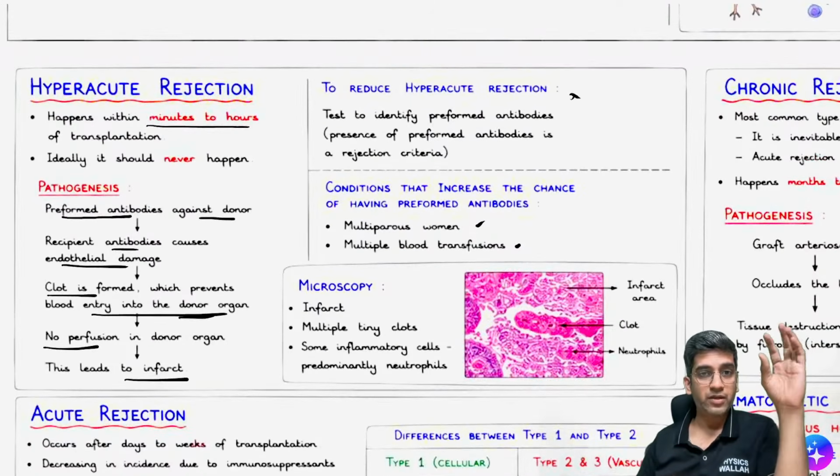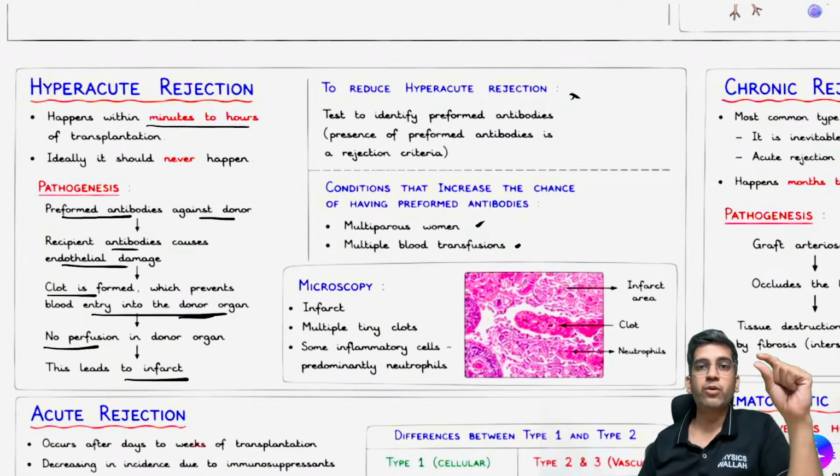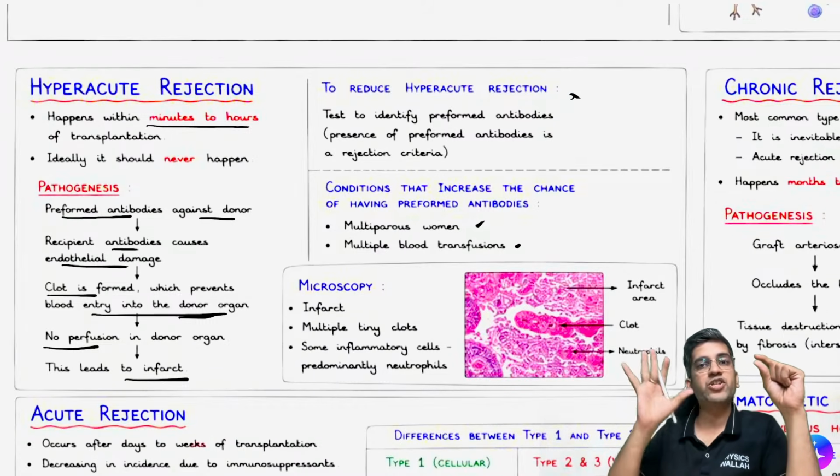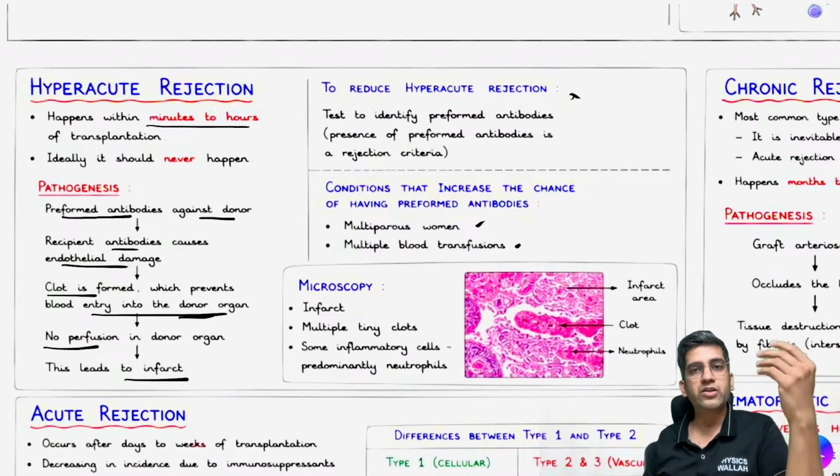It should never ever happen. To prevent it, before even the transplant, I do a test for preformed donor antibodies. If the antibody is present, you are not eligible for that donor. They'll reject you and look for a new donor.